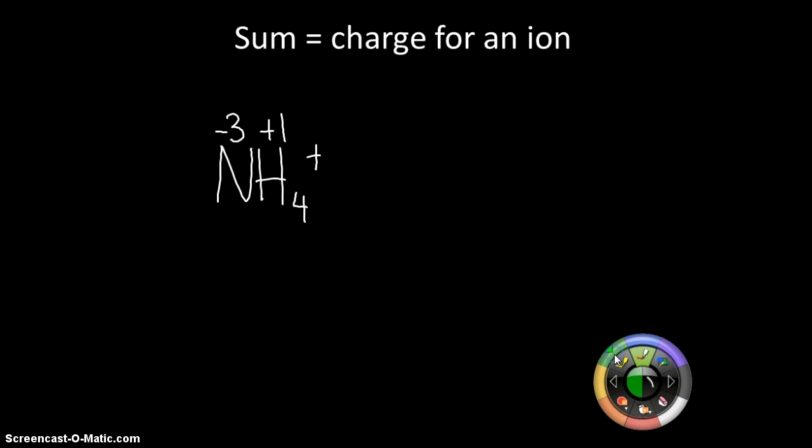So if we check our math, -3 times the 1 nitrogen is a -3. 1 times 4 is 4. So -3 plus 4 equals 1. And in fact, our charge is a +1. So that works out as well.